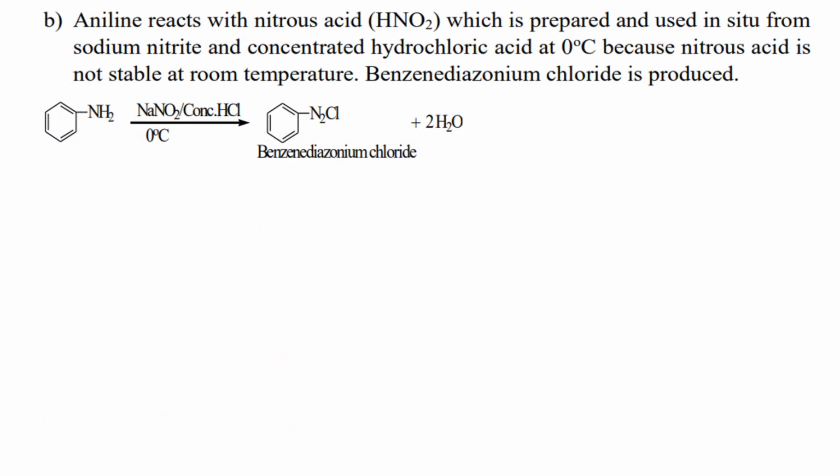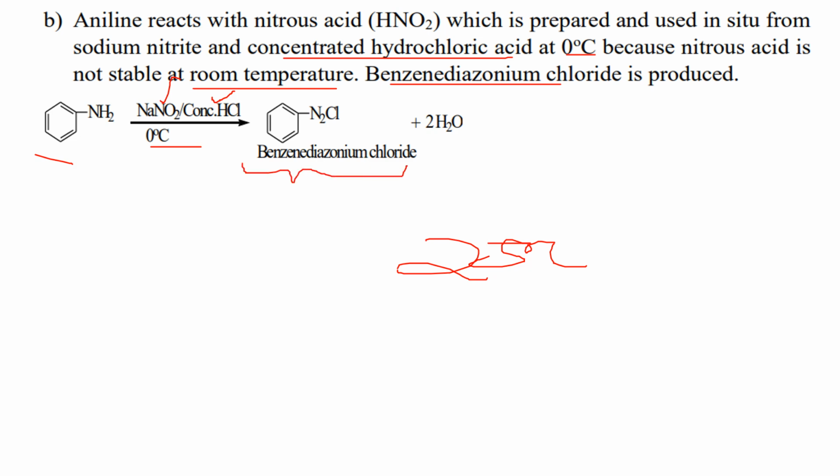Here we are saying that aniline reacts with nitrous acid, which is prepared and used in situ from sodium nitrite and concentrated hydrochloric acid, but this happens at 0 degrees Celsius because nitrous acid is not stable at room temperature. Room temperature, remember that it's about 25 degrees Celsius. So benzene diazonium chloride is always produced. So when you're having phenylamine, you heat it in sodium nitrite in concentrated hydrochloric acid at 0 degrees Celsius, you're going to form benzene diazonium chloride. Or some call it the benzene diazonium salt. Now it's a salt when the chloride is not present. We call it benzene diazonium salt.